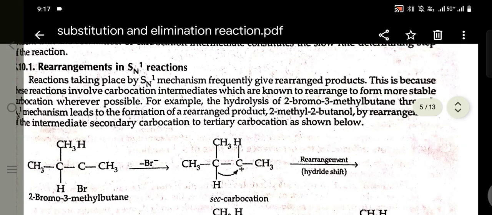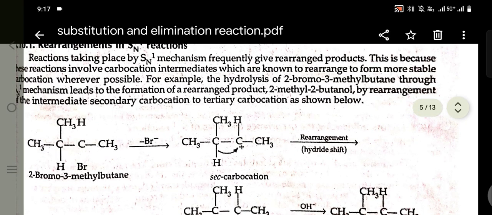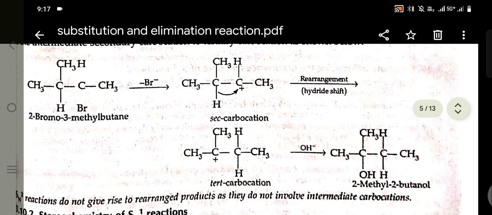Rearrangements in SN1 reaction. Reactions taking place by SN1 mechanism frequently give rearranged products. This is because these reactions involve carbocation intermediates, which are known to rearrange to form a more stable carbocation wherever possible. For example, the hydrolysis of 2-bromo-3-methylbutane through SN1 mechanism leads to the formation of a rearranged product, 2-methyl-2-butanol, by rearrangement of the intermediate secondary carbocation to tertiary carbocation. SN2 reactions do not give rise to rearranged products as they do not involve an intermediate carbocation.